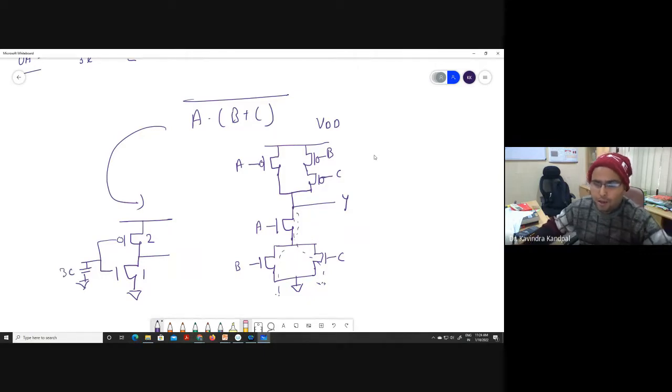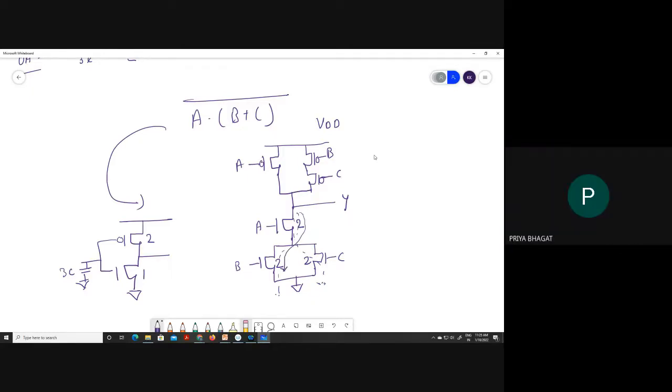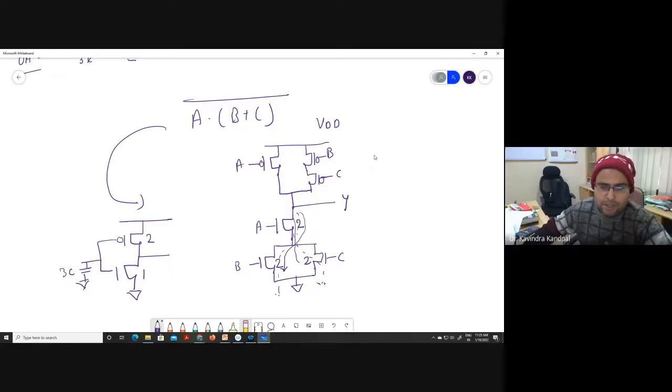So if it is supposed to have a W by L equal to 1, so can I say, if I put a W by L equal to 2 here, 2 here, 2 here, can I say the W by L equivalent here will be 1? Yes or no? Yes, sir. Similarly, W by L equivalent here will be 1. Yes or no? It will be, right?